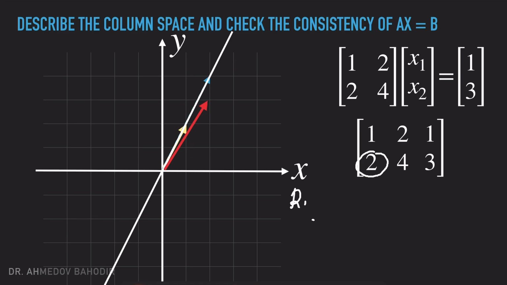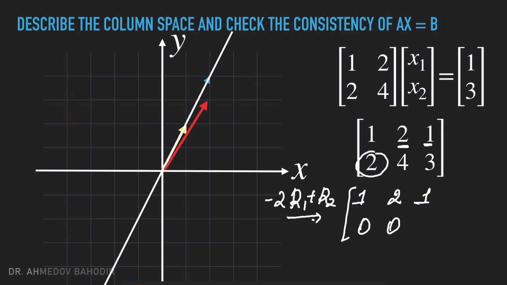So we can multiply the first row by minus 2 and add this to the second one in order to get a matrix whose first row is 1, 2, and 1. If you multiply 1 by minus 2, it's going to be minus 2. If you add this to the 2, it's going to be 0. 2 times minus 2 is going to be equal to minus 4, plus 4 is going to be 0. 1 times minus 2 is going to be minus 2, plus 3 is going to be equal to 1.